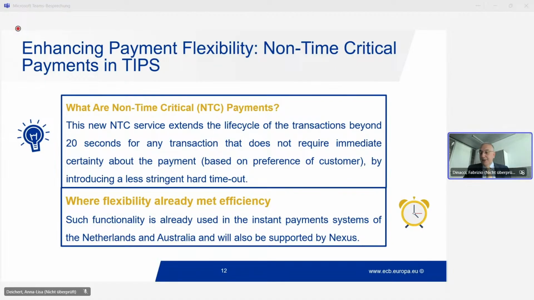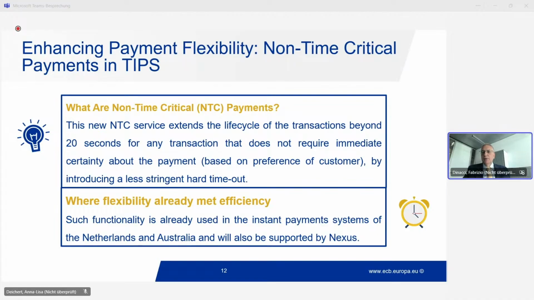And for this, we are really grateful to the whole market. But as TIPS wants to keep providing the highest return on investment, not only for participating in TIPS, but also for the future that TIPS will do, let's talk about the non-time critical payments. So what are these non-time critical payments? As Dimitri was already explaining very well, we are not going to slow down instant payments.